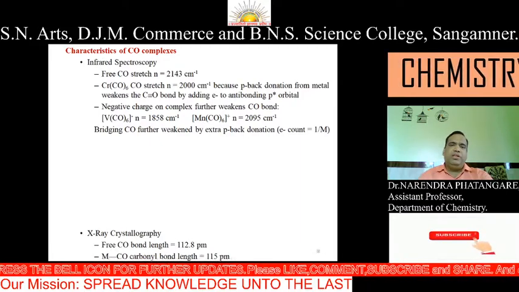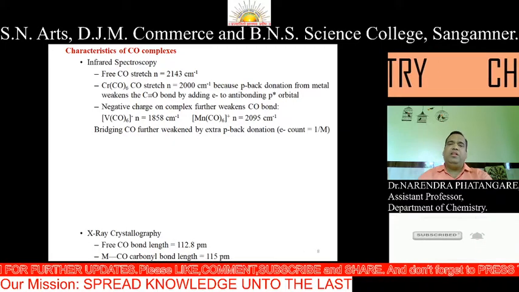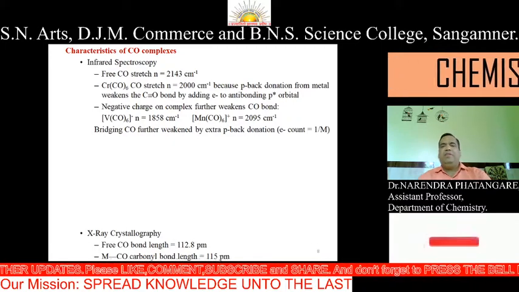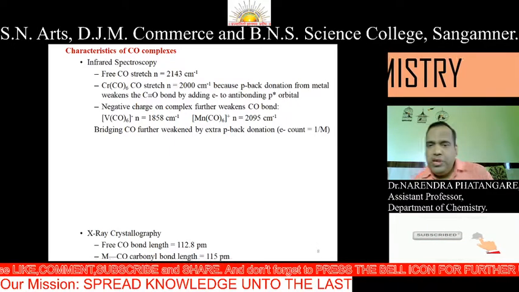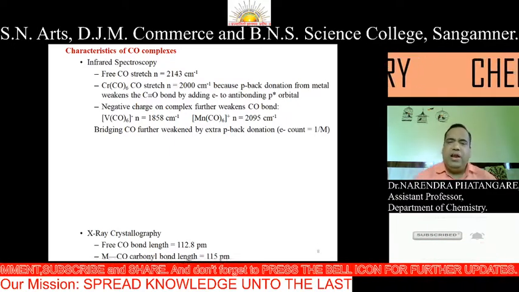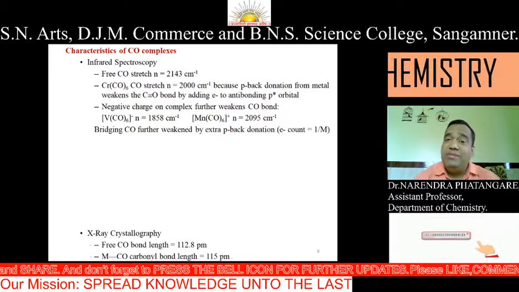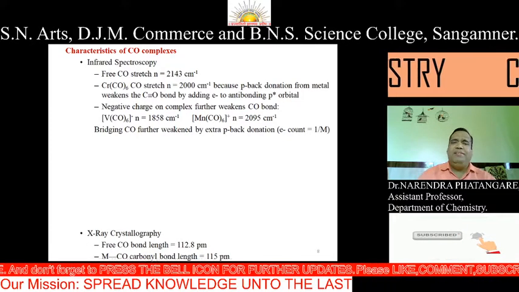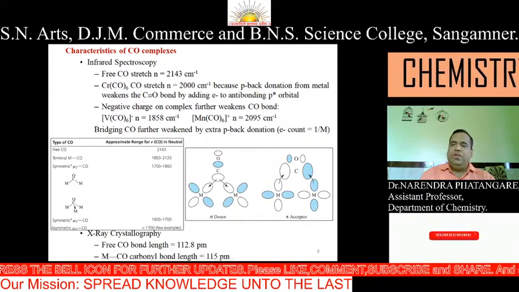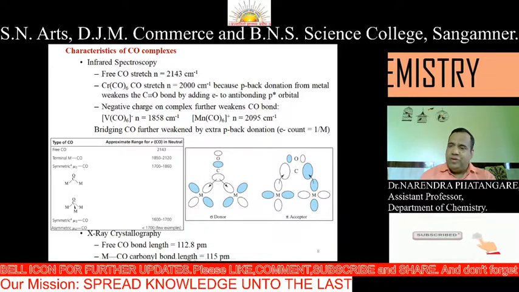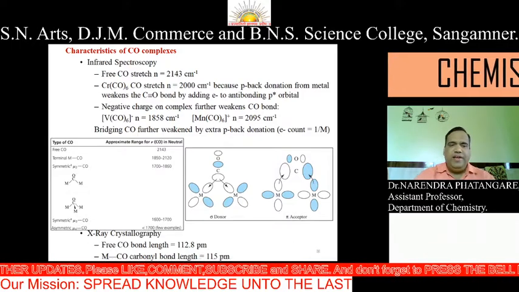One of the important assumptions we have to remember is that a negative charge on a complex further weakens the CO bond. That means whenever a complex contains a negative charge, its IR stretching frequency is reduced, while whenever the complex carries a positive charge, its IR stretching frequency is increased. A simple assumption. Then, bridging CO weakens the bond through extra pi donation, and this is the carbonyl bonding between the metal and the carbonyl, as shown here.